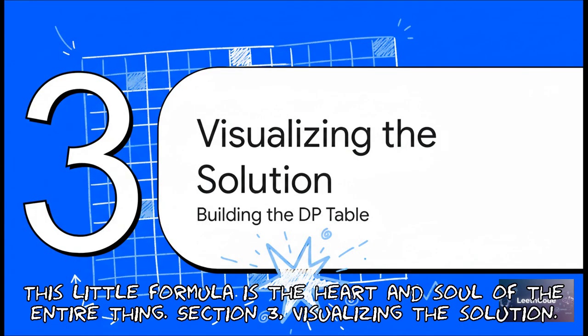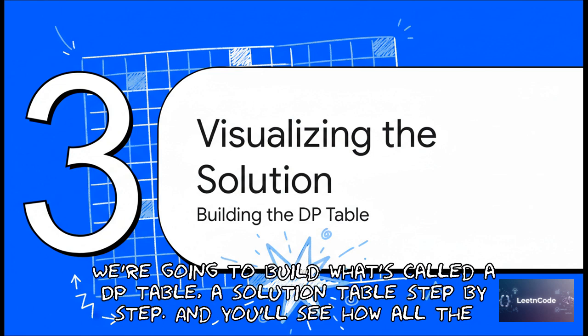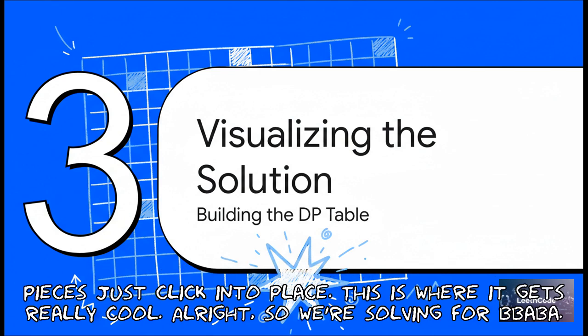Section 3, visualizing the solution. Okay, theory is one thing, but seeing it work is another. Let's actually put this formula to the test. We're going to build what's called a DP table, a solution table, step by step, and you'll see how all the pieces just click into place. This is where it gets really cool.